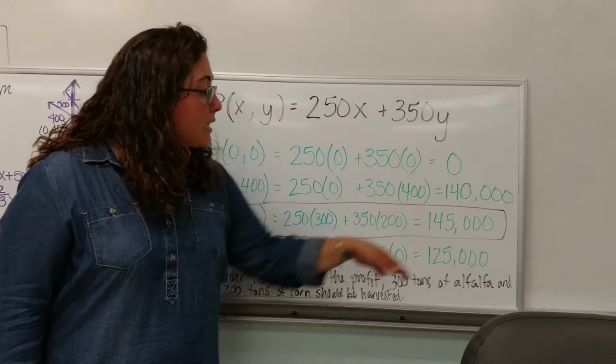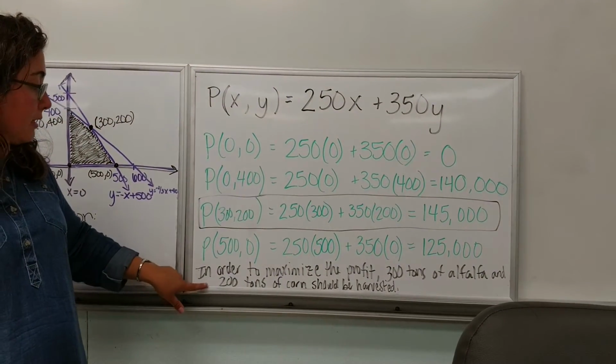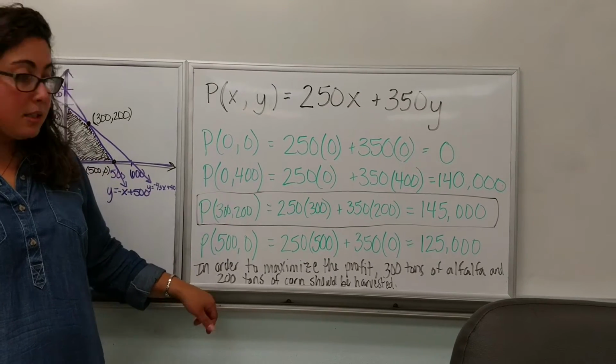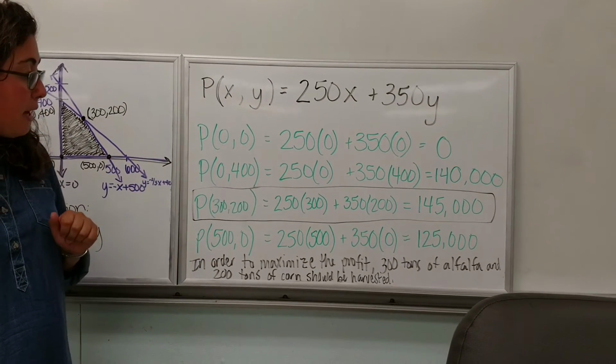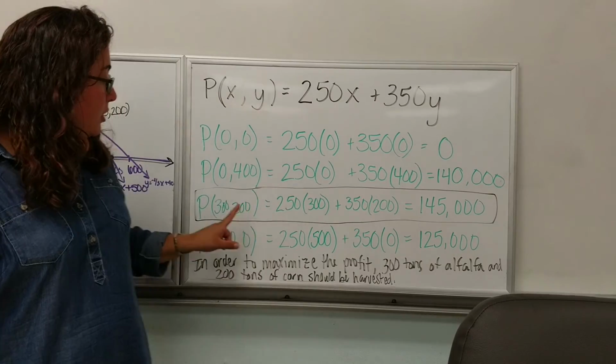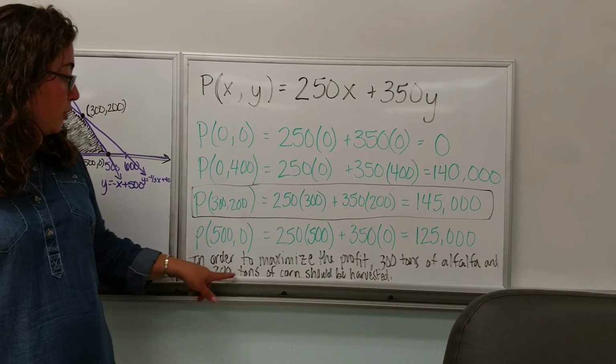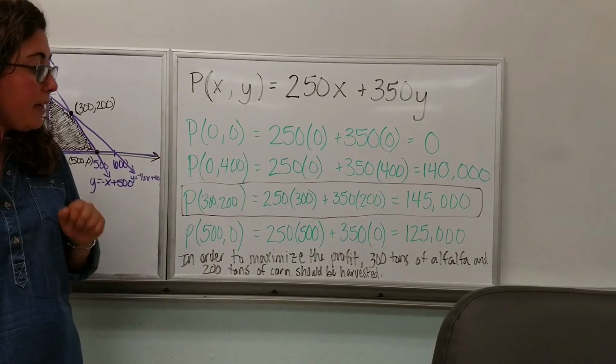Once you figure out your maximum profit, your last step should be to write it in a sentence. So in order to maximize the profit, 300 tons of alfalfa, which is represented by my X, and 200 tons of corn, which is represented by my Y, should be harvested.